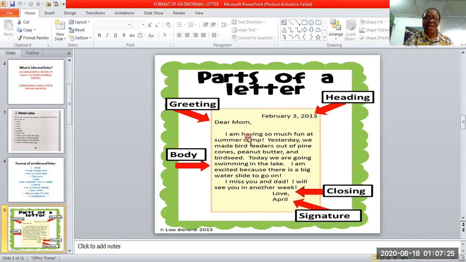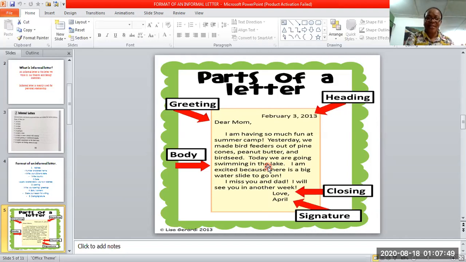Your content can be arranged in any number of paragraphs. You may decide to use two paragraphs. You may decide to use five paragraphs. As long as you have something reasonable to write or to say, you divide your paragraphs accordingly.